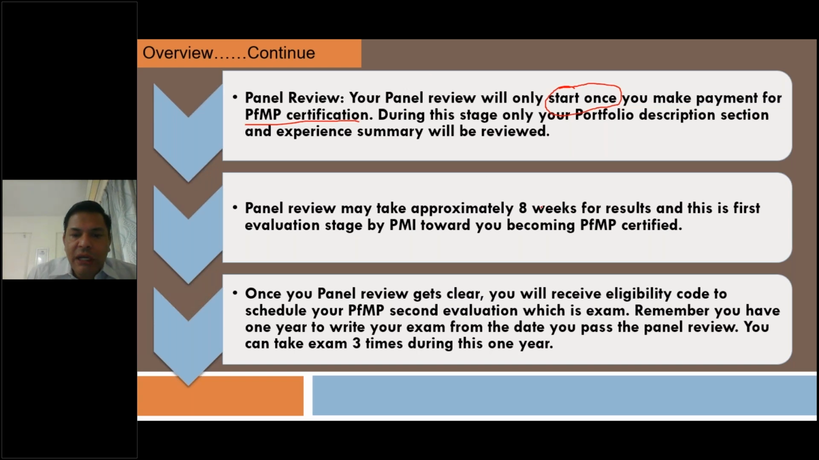Panel review may take approximately 8 weeks. It may take more than that also. It depends on how good your application is. Some applications get approved within a week, within 10 days, and some take more than 3 months, 4 months also. So it is very important to put in a great application for the panel review process. And that is what we will discuss today, how to write this portfolio management application.